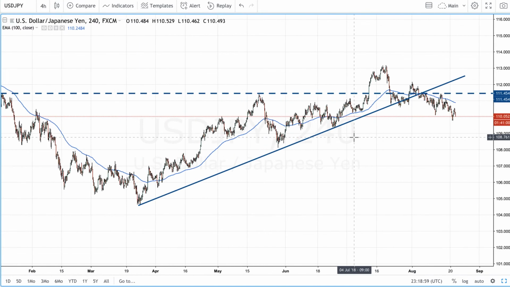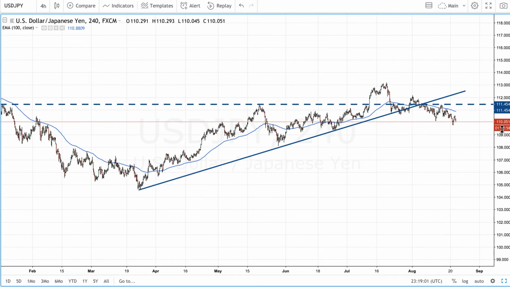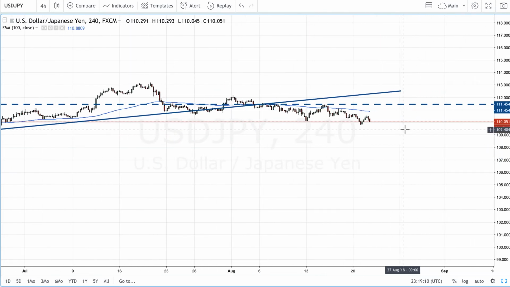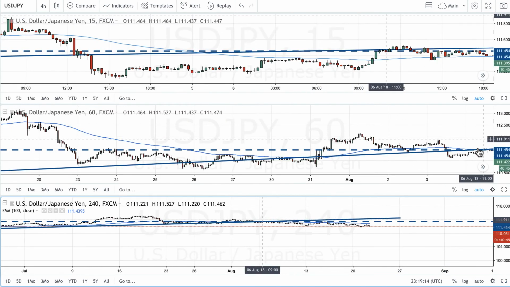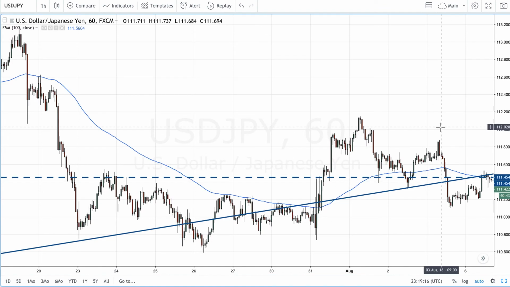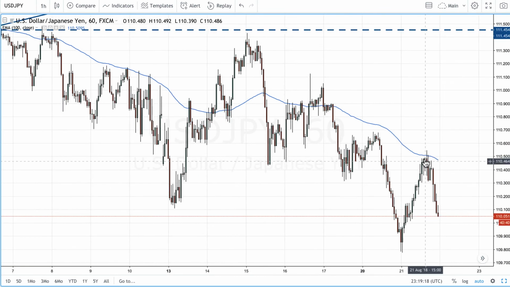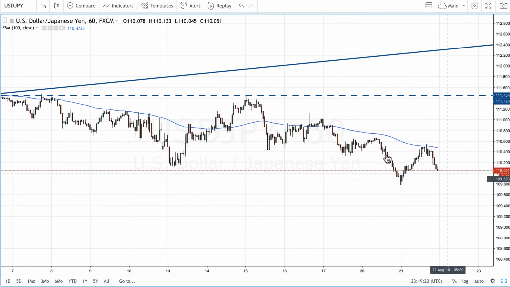What I think is going to happen is that eventually when we do crack the floor of this, we're going to get a move down towards the 108.26 type area. But we do need to wait for the market to crack this level here. So what I will be doing is, first of all, looking at this on the 1-hour time frame. So we'll see how things play out around here.